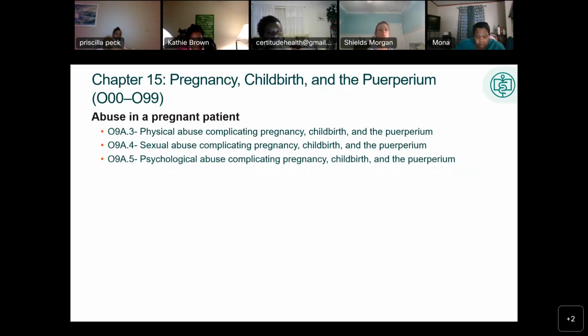abuse in pregnancy. Three codes. You've got O98.3 requiring an additional character for physical abuse, .4 for sexual abuse, and .5 for psychological abuse. These are all complicating pregnancy, so they would just need the additional characters to complete the code. And this is guideline R.